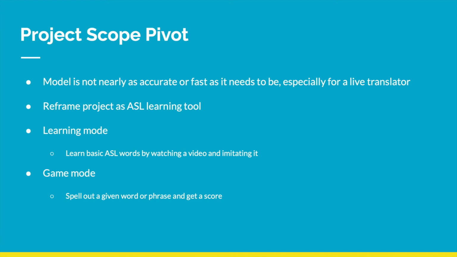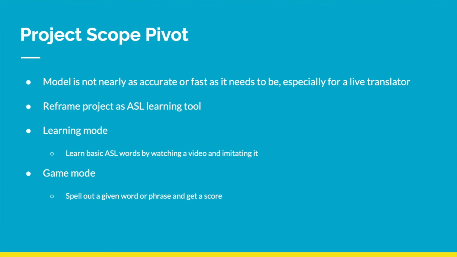With that in mind, this is my adjusted plan for the next version of this project. While working on the prototype, it became clear to me that my initial expectation for the model's performance was a bit ambitious. The current model is not nearly as accurate or fast as it needs to be, especially for a live translator, and it will be difficult to get it to that level in the given time frame.